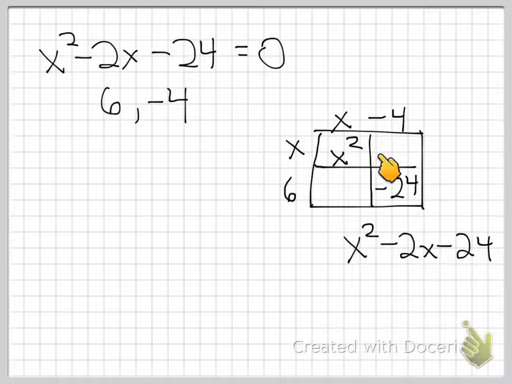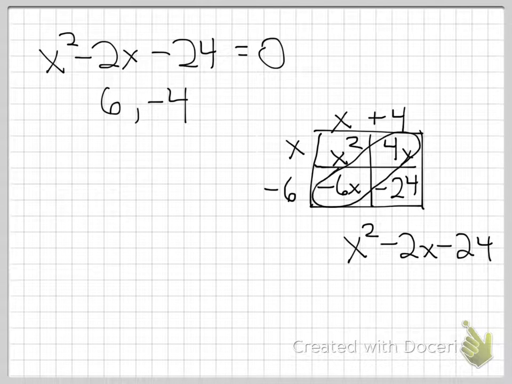But does that make this work? That's going to be a 6x, a negative 4x. That comes out to be 2x. That's a problem. What do you want to flip? Negative 6, positive 4? Now it comes out to be negative 2x, which is what we wanted.